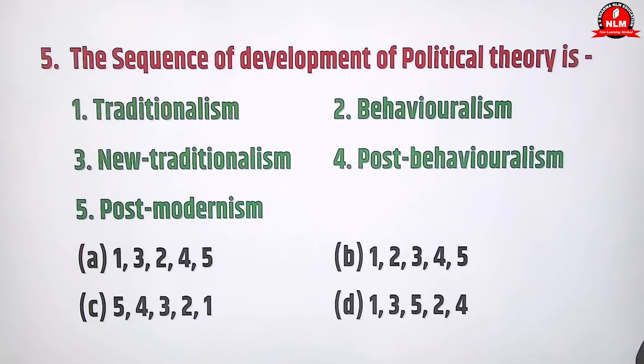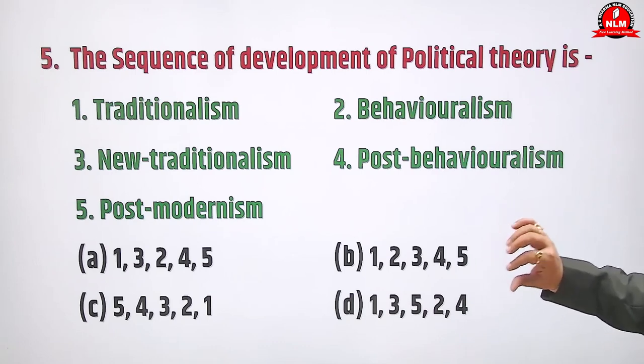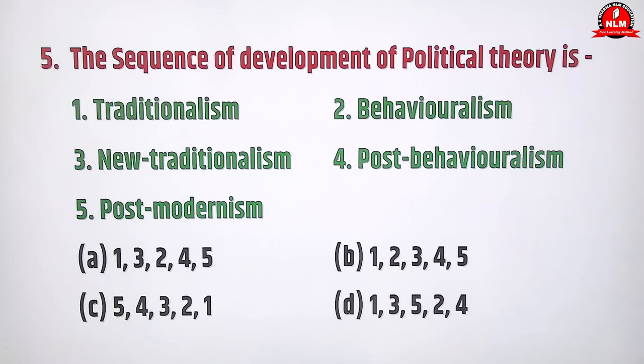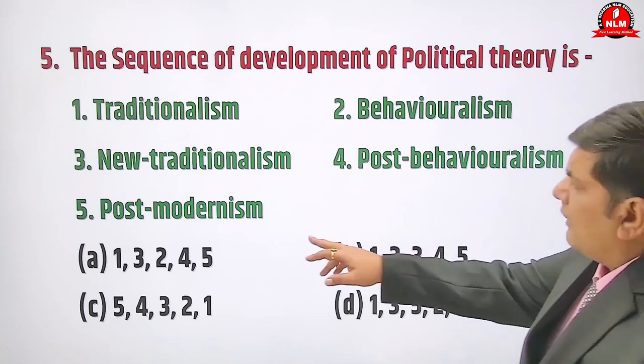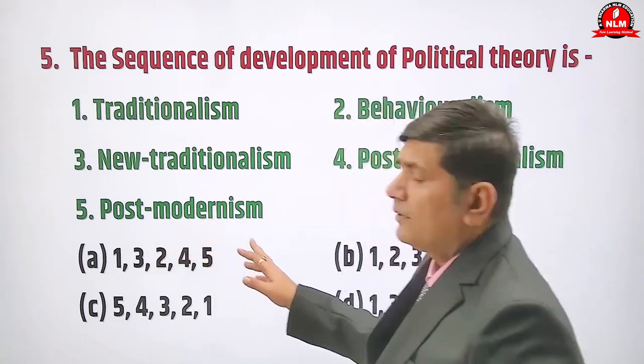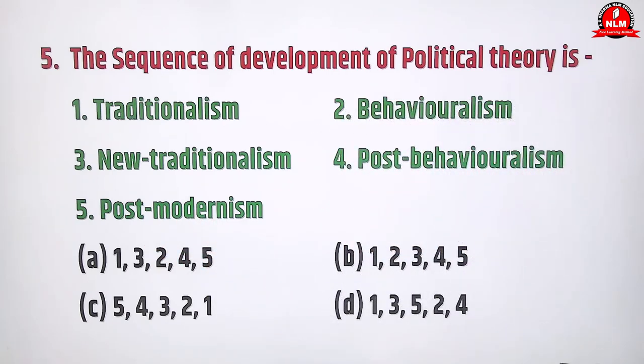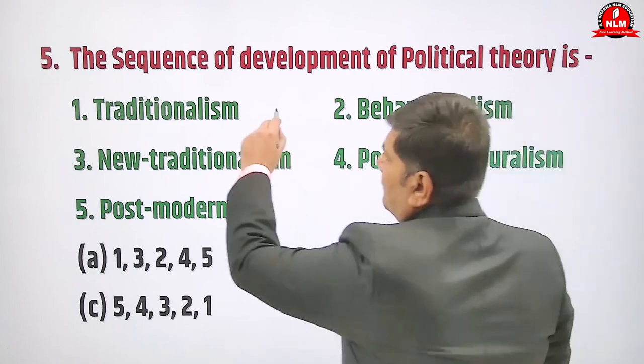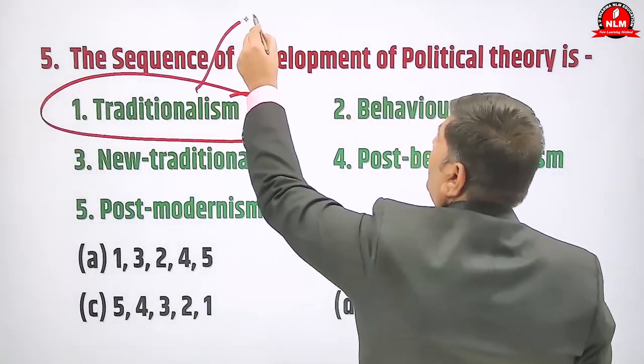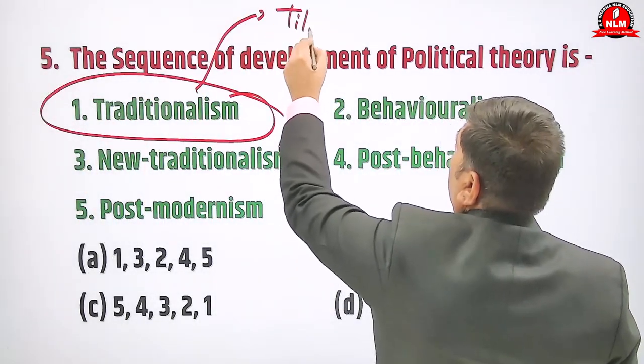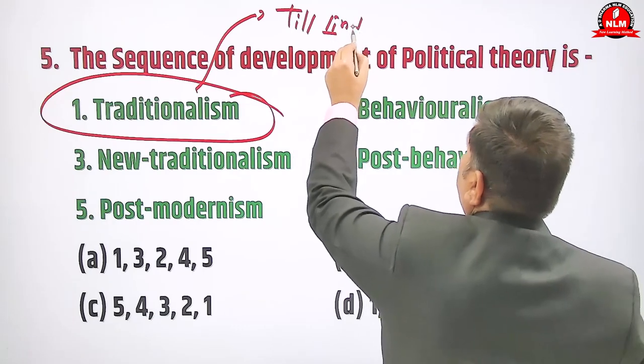Now we discuss question number 5. The sequence of development of political theory is: first traditionalism, B. behavioralism, 3. new traditionalism, 4th post-behavioralism, 5. postmodernism. Dear friends, as you know, traditionalism was effective in political science till the Second World War, that means 1945.